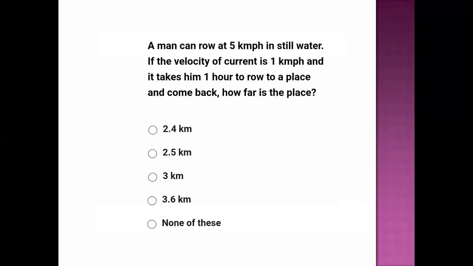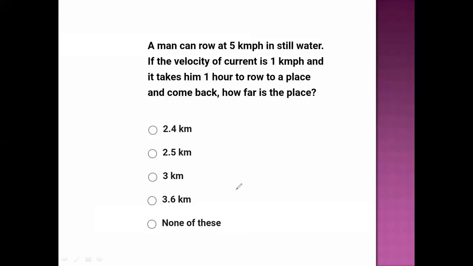First question. A man can row at 5 km per hour in still water. If the velocity of the current is 1 kmph and it takes him 1 hour to row to a place and come back, how far is the place? This is the question.